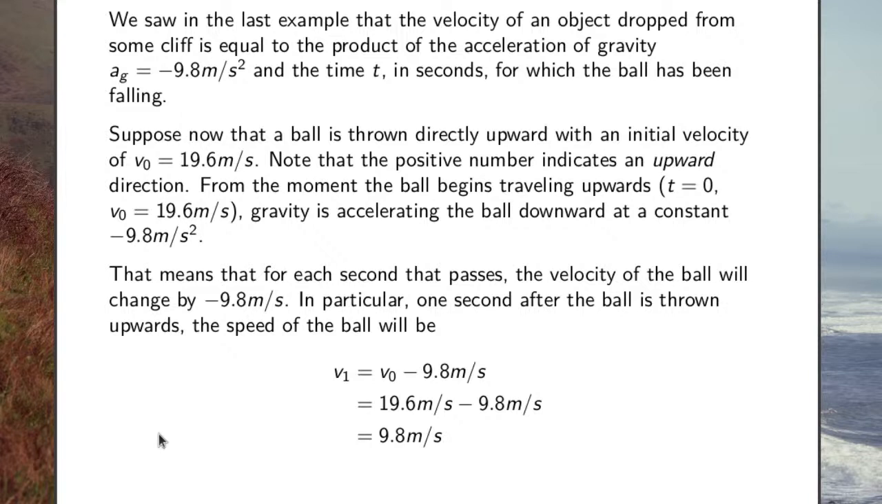So in particular, here's an example. v sub 1, this is the velocity 1 second after the ball is thrown. Well, that's exactly equal to whatever the original velocity was, and since it's been 1 second, now the velocity will change by negative 9.8 meters per second. That's exactly because the acceleration of gravity on Earth is negative 9.8 meters per second squared. And that means that every second that passes, it's changing by this much.